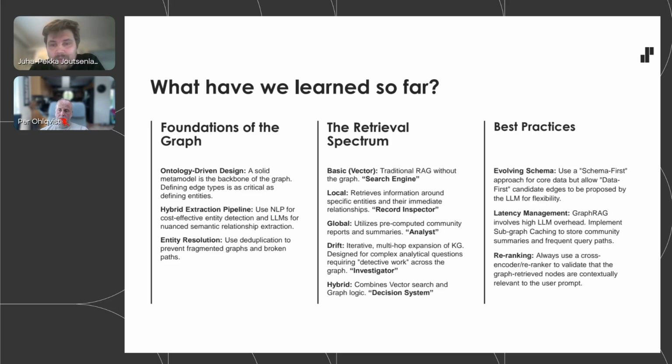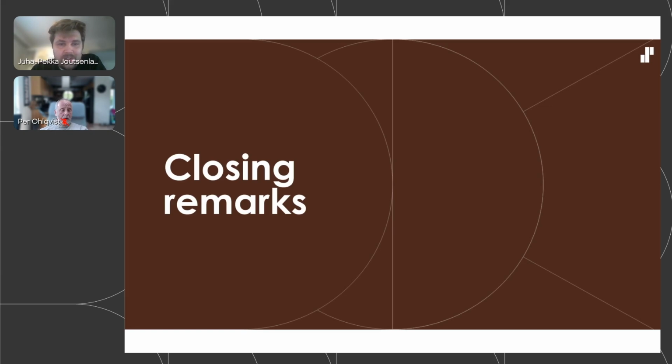And also this re-ranking. Just because the graph finds something close by doesn't mean that it's necessarily relevant. So we need to add some kind of re-ranking mechanism to read the query and consider it together with the retrieved content before we get it back to the LLM. But yeah, those were the learnings so far, and then some closing remarks.